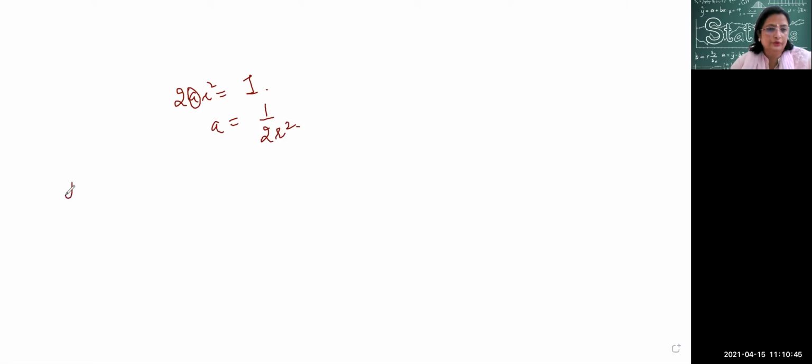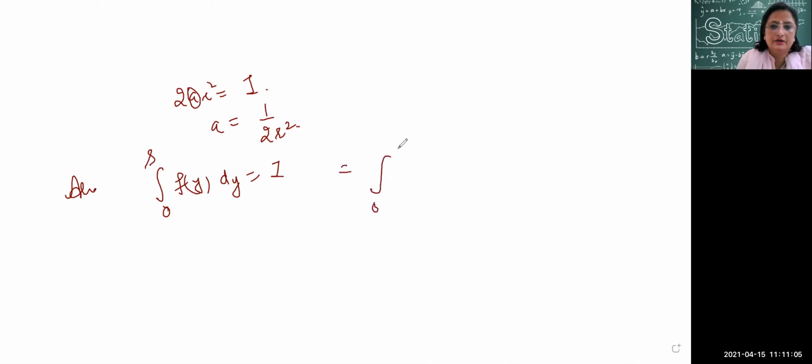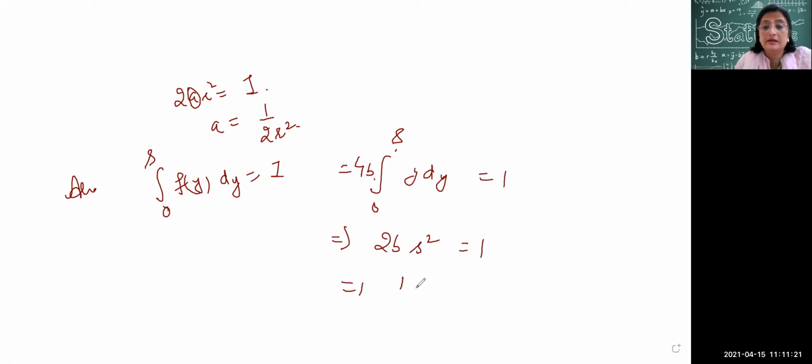Okay. Also similarly, integration 0 to s of f of y dy is equal to 1, right? It implies integration, we will calculate quickly, 0 to s of y dy, and here the coefficient is 4b. So similarly, this is equal to 1. It implies 2b s square, when you solve the integral, you have this value, it is 1. It implies b is equal to 1 by 2s square.